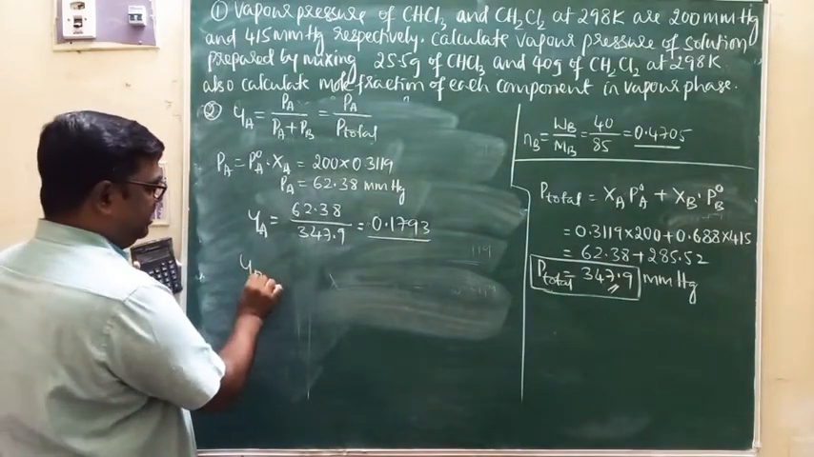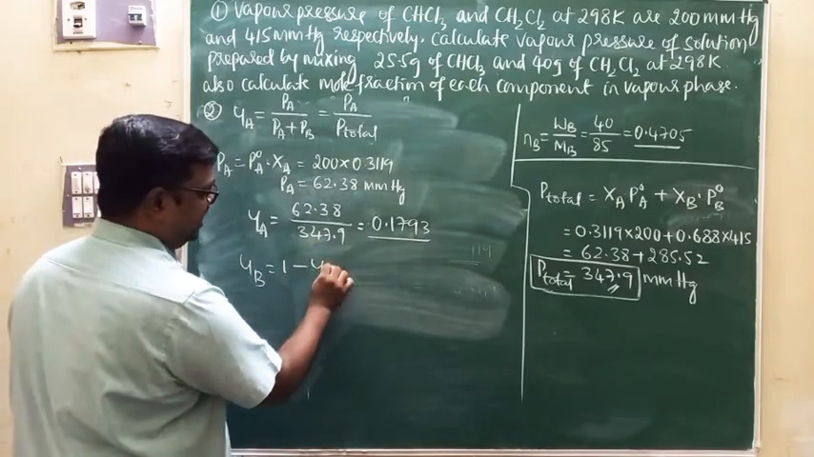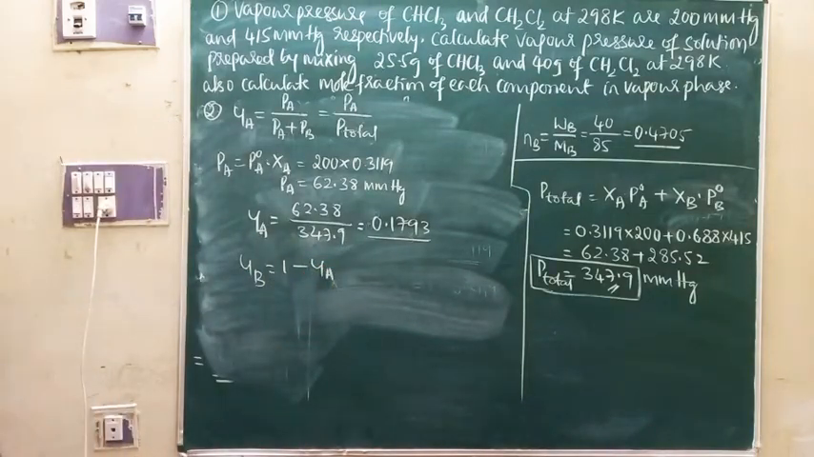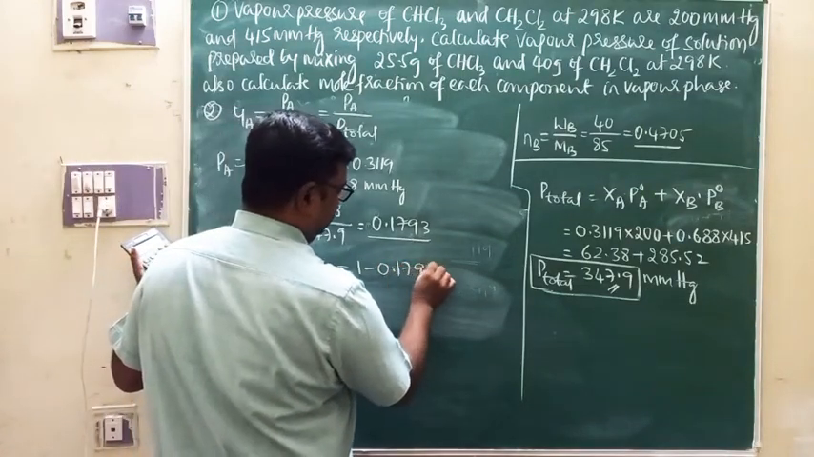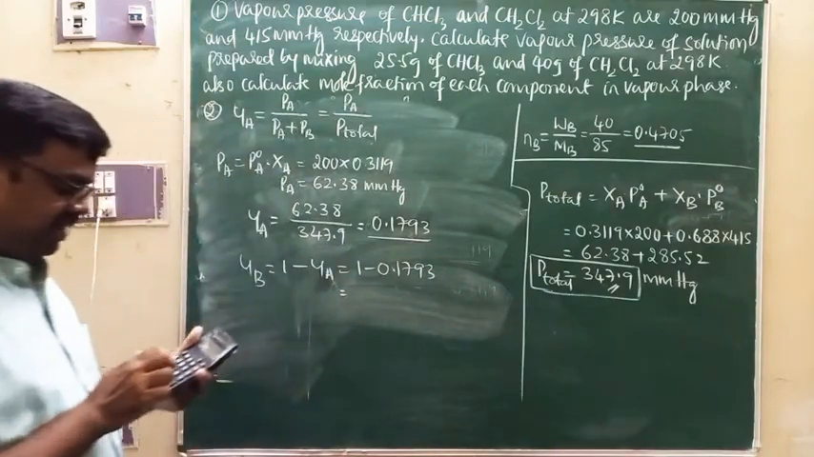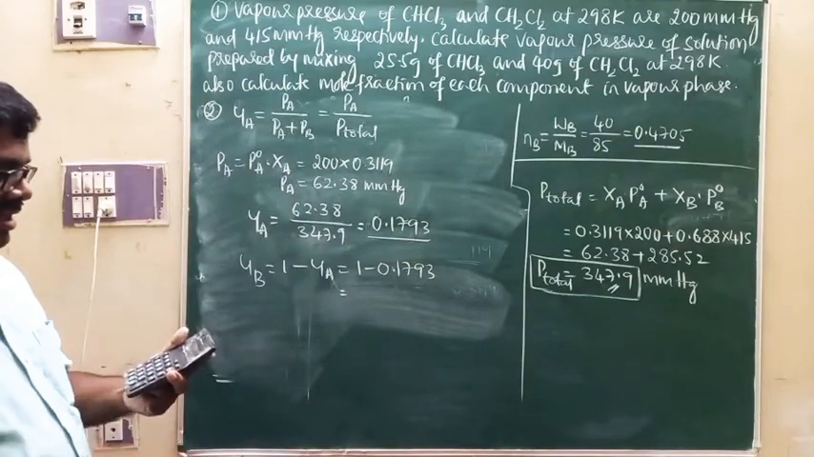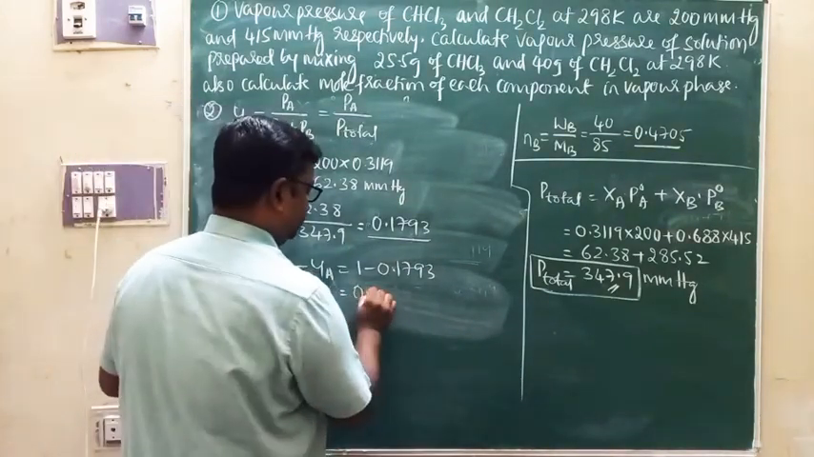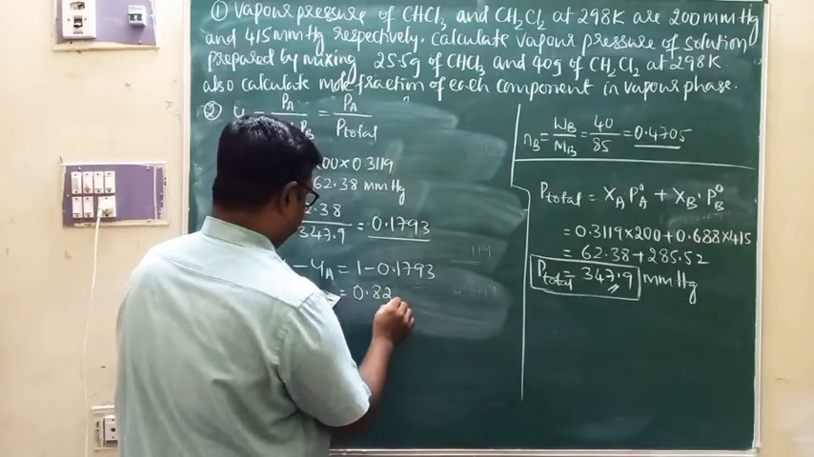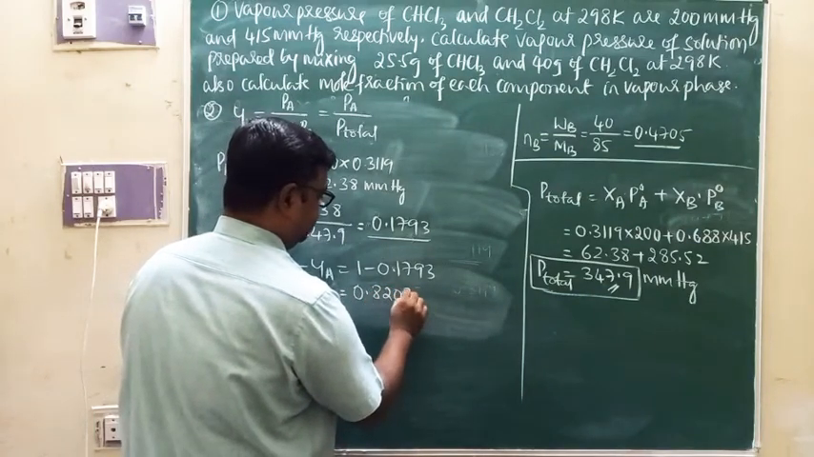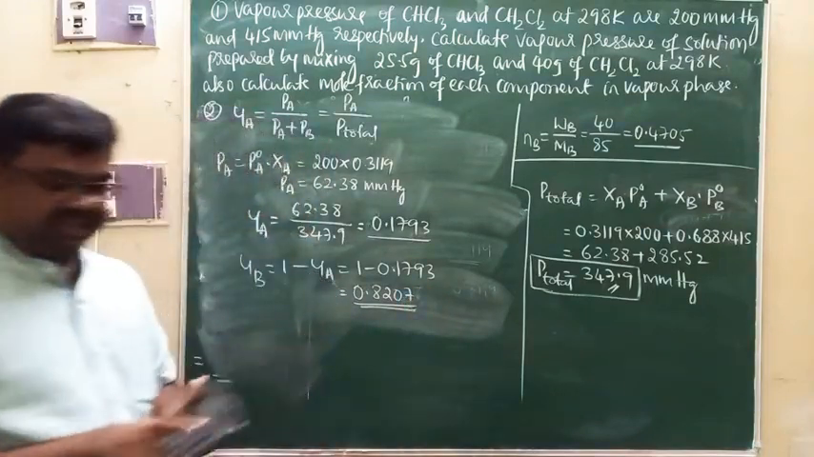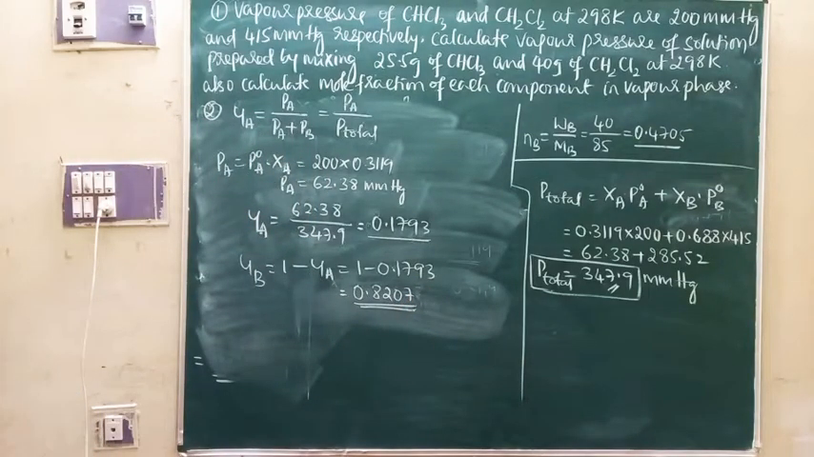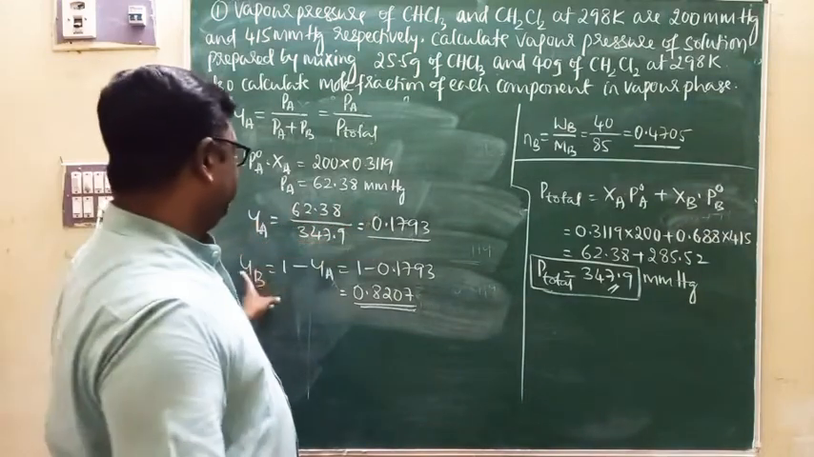What is YB? That is equal to 1 minus YA, since the sum of the mole fractions of all the components is always equal to 1. That is 1 minus 0.1793, which comes out to 0.8207. This is the mole fraction of the second component in the vapor phase. A is for chloroform, B for dichloromethane.